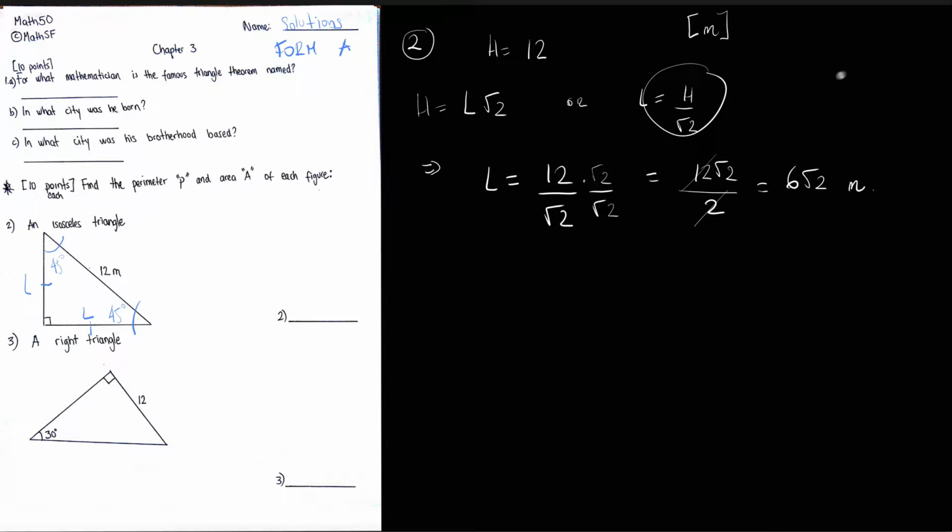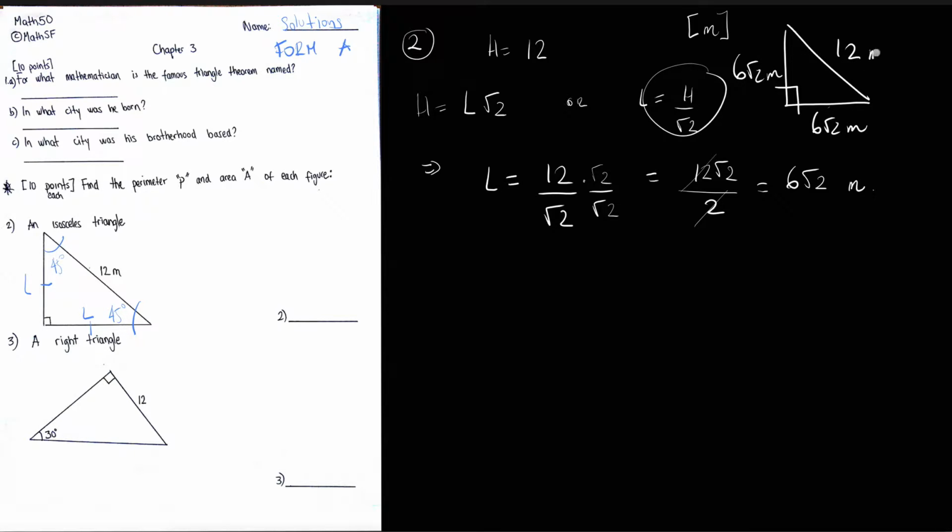So we pretty much have our triangle here. I'm going to kind of draw it here. We're going to have this triangle with 6 root 2 meters, and here another 6 root 2 meters, and this one is 12 meters.